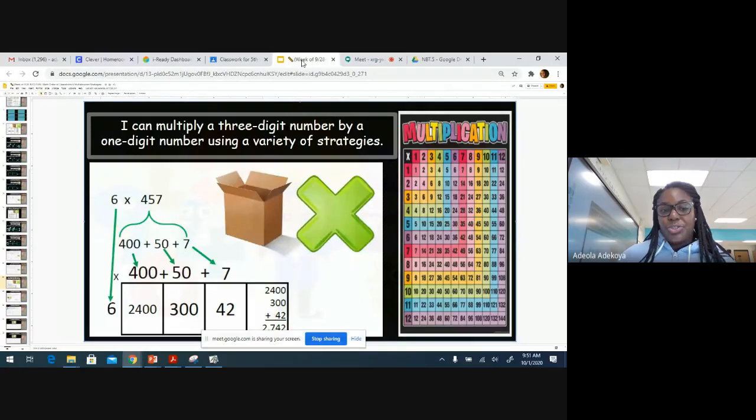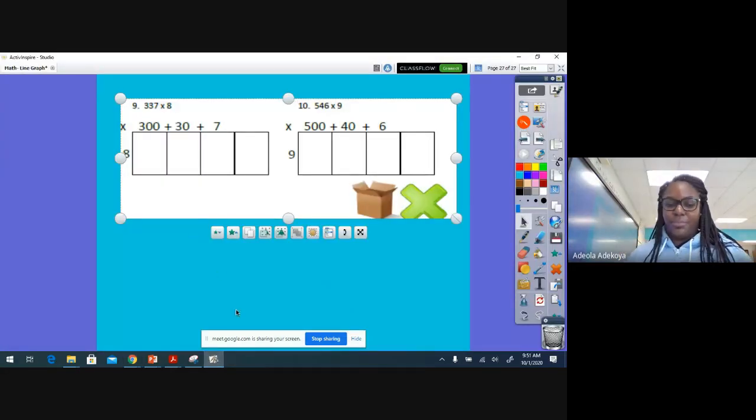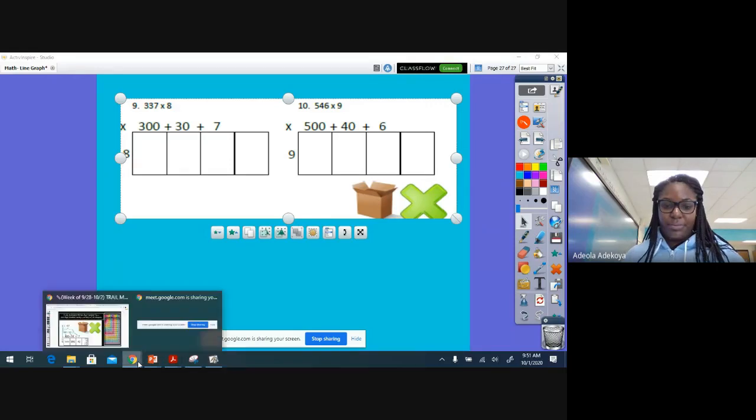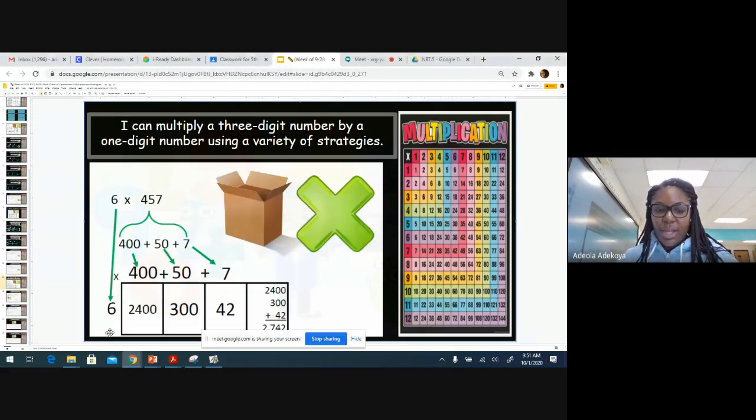But instead of just jumping off to that, how about we start off with multiplying 3-digit by 1, and then we can work our way up to 3-digit by 2. Just as a quick reminder, when we have our problem written out, what we want to do is expand that number. So here we've got 6 times 457. We're going to expand the number 457 to 400 plus 50 plus 7.